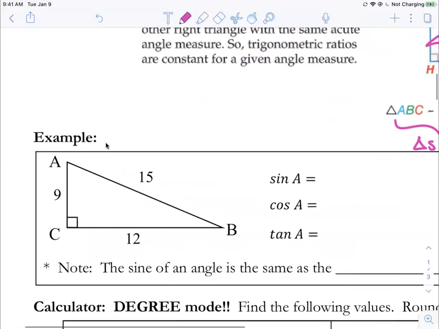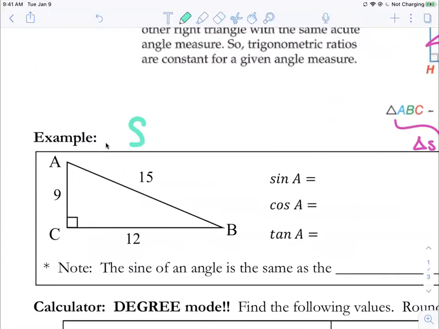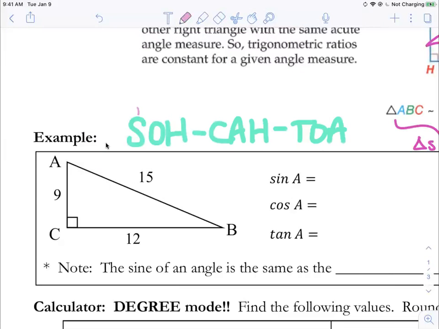Okay, there's a mnemonic device that is helpful for you to know to be able to do these problems, and it's SOH, CAH, TOA. We say that as SOHCAHTOA. So SOHCAHTOA means sine is opposite over hypotenuse, cosine is adjacent over hypotenuse, and tangent is opposite over adjacent. So that's a way to help you remember the definitions.